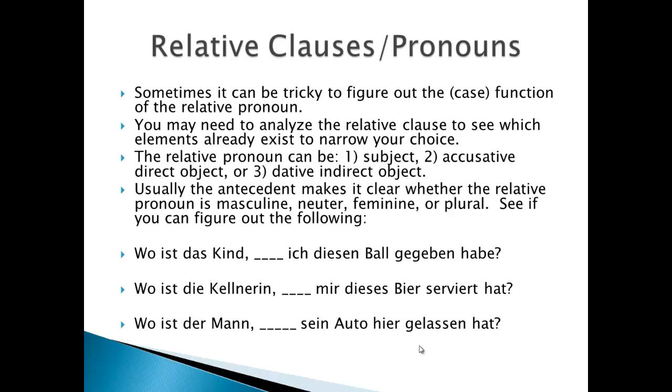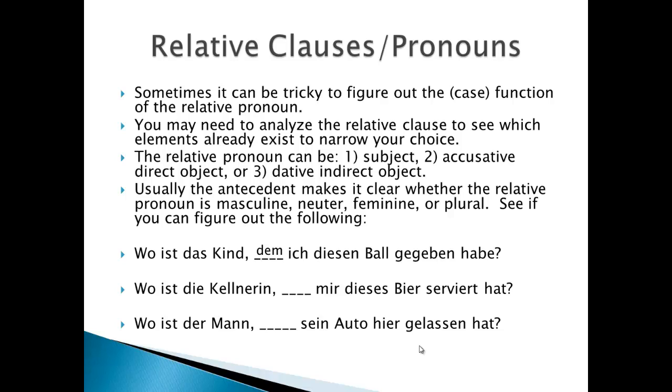Okay, it's pretty clear in the first one, "wo ist das Kind?" It's referring to das Kind, so we know it's going to be neuter. Number 2, "wo ist die Kellnerin?" That antecedent is feminine, die Kellnerin, so we know it's going to be feminine. And the third one, "wo ist der Mann?" We know it will be masculine. So the first one: "wo ist das Kind, dem ich diesen Ball gegeben habe?" Where is the child whom I have given the ball to?